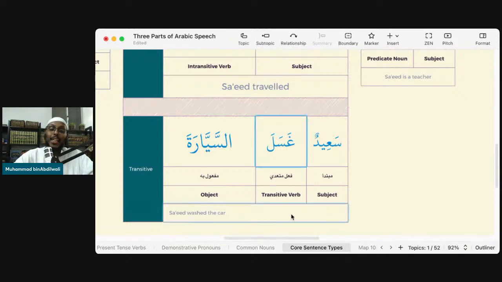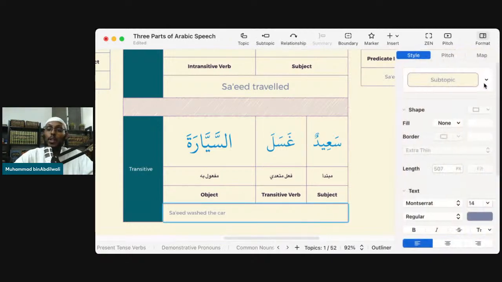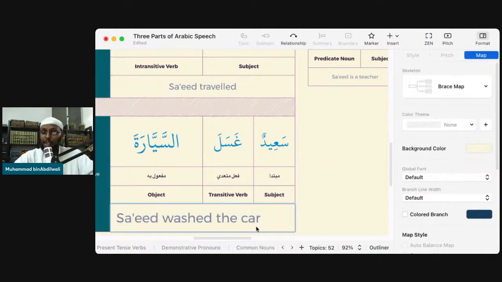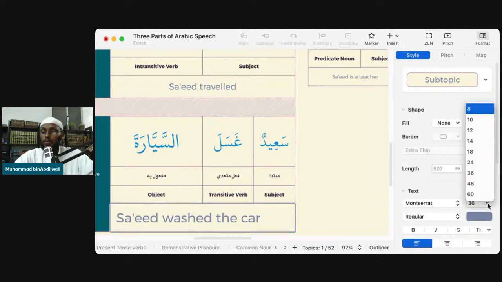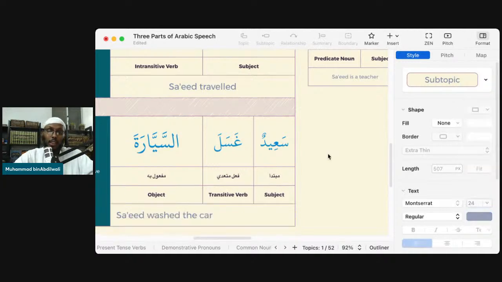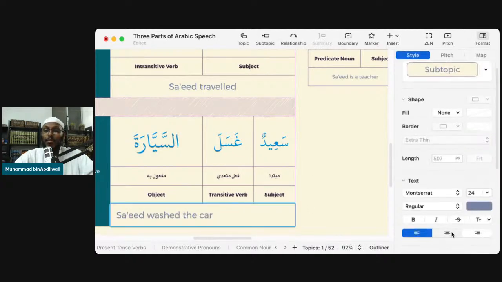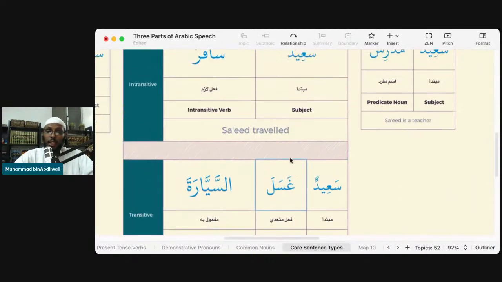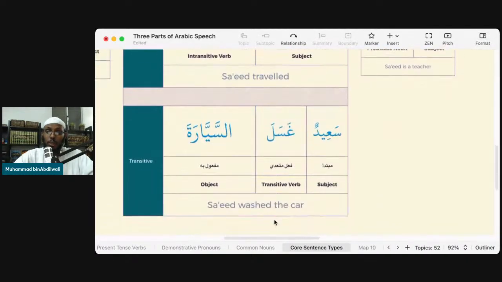Because غسل is one of those verbs that needs an object. If you're going to wash, you have to wash something. If you don't wash something, then you didn't really wash. واضح? So Sa'id washed the car. سعيد غسل السيارة. Okay. طيب. سعيد غسل السيارة. سعيد traveled. سعيد washed the car.